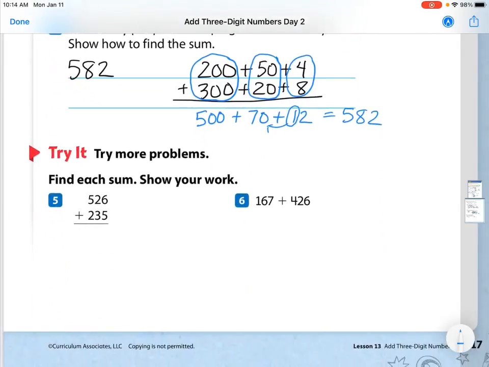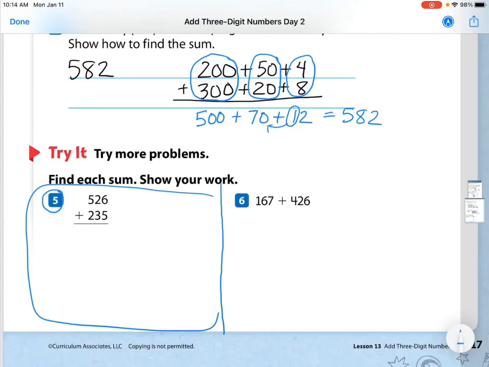Let's take a look and see what they want us to do. They want us to find each sum, and you're going to show your work. So they want you to solve number 5, which is 526 plus 235, and you're going to show your work down below here. Let's go ahead and we'll just draw a line right there so that we can separate our workspace. So you're going to use this section here to show your work on how you're going to solve 526 plus 235, and then over here in this space you can use that section to solve 167 plus 426.